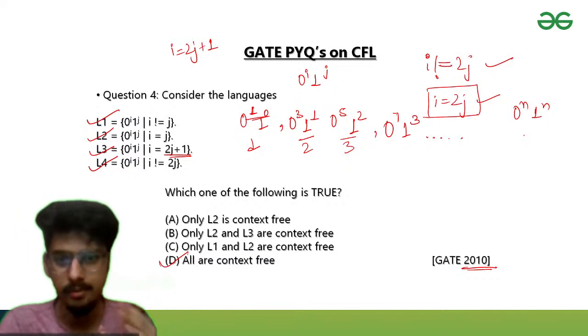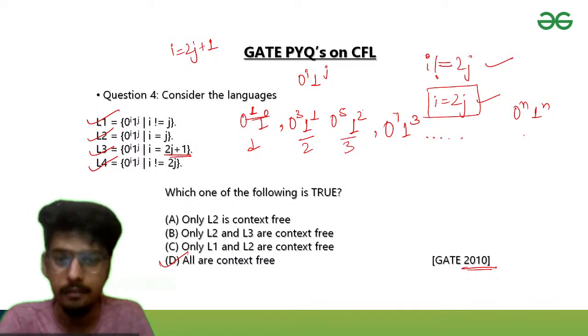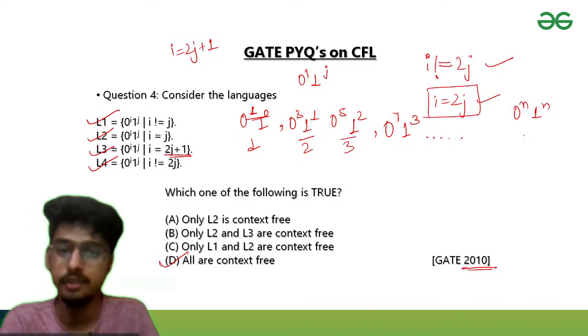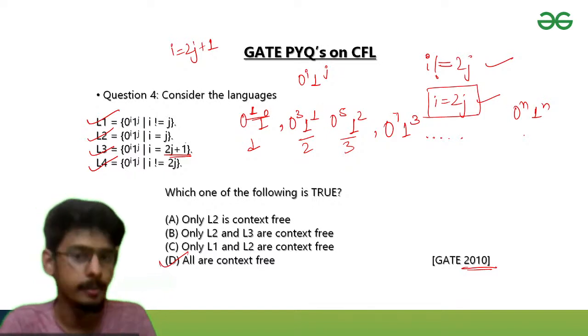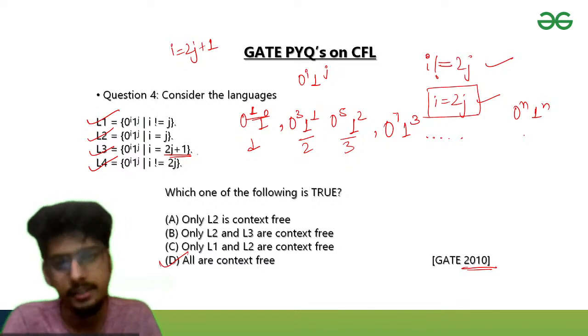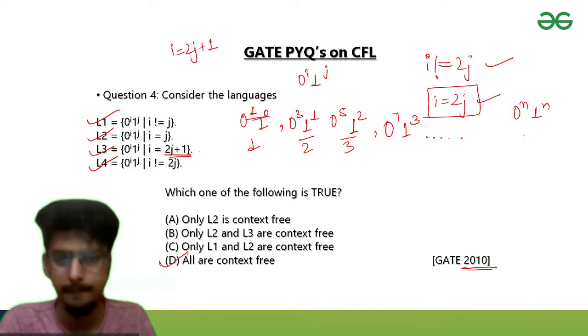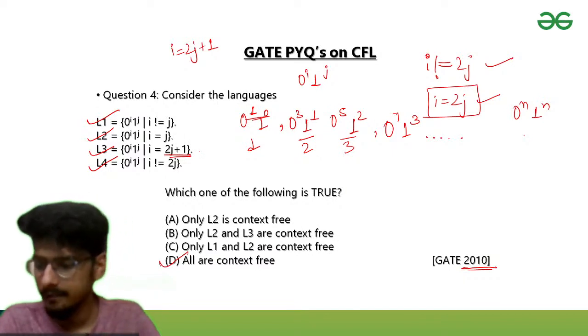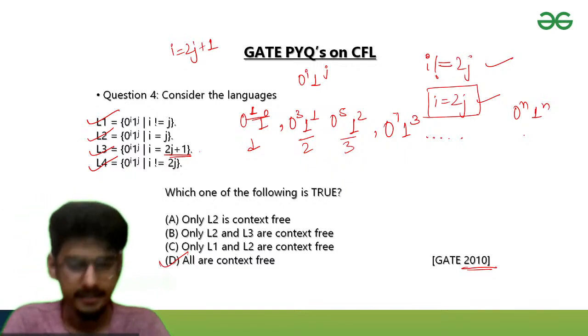I thought that I was checking the pattern on the number of zeros, but here we have to check the pattern between the number of zeros and the number of ones. So I think this will not be regular, but it will definitely be context free, because I'm doing only one comparison between the number of zeros and the number of ones. We need to keep track of the number of zeros and ones, and for that we would need a stack. Yes, that is correct.